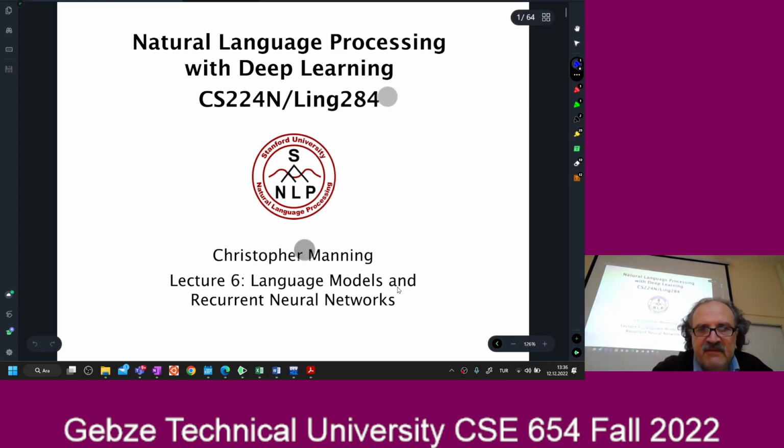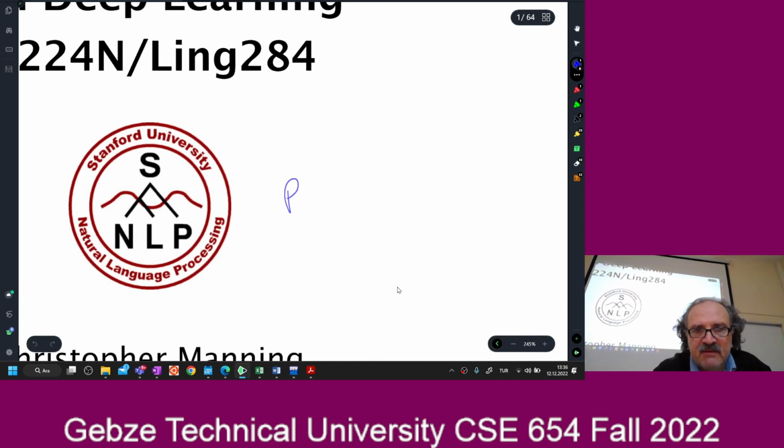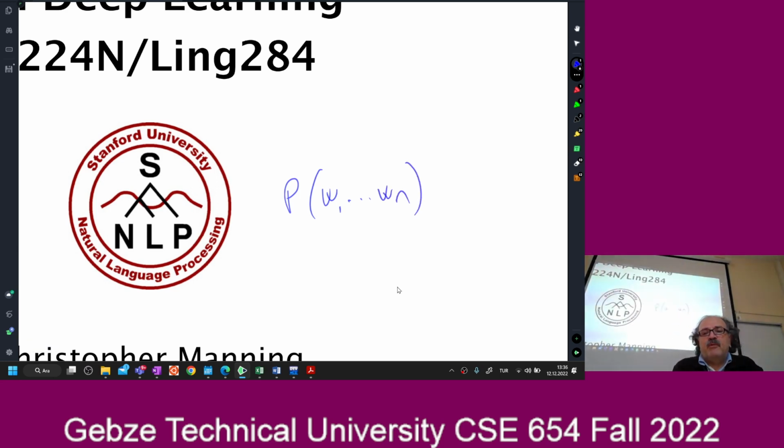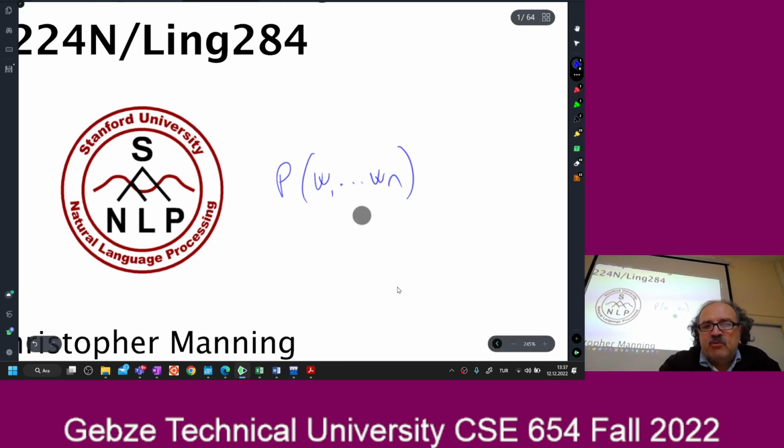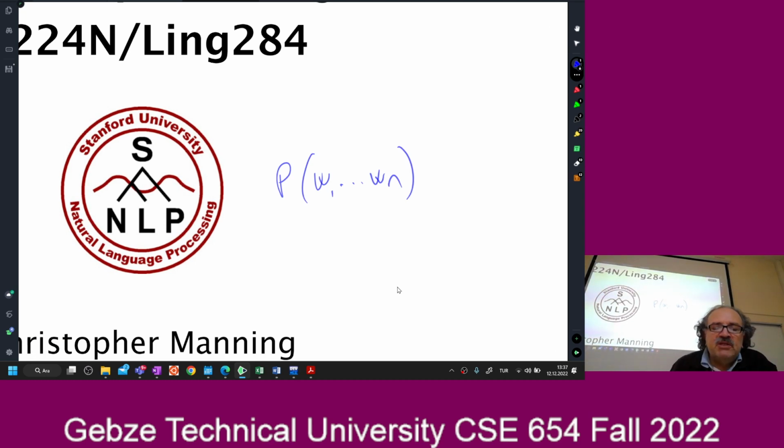We said that given any sentence, w1 dot dot wn, I can assign a probability for this sentence. This is statistical language modeling, probabilistic language modeling, and this would be very useful. Why? Using this probability model of the language, I can generate new sentences, or given a sentence, I can say if the sentence is likely or not likely.